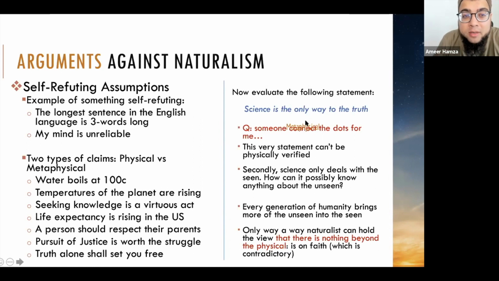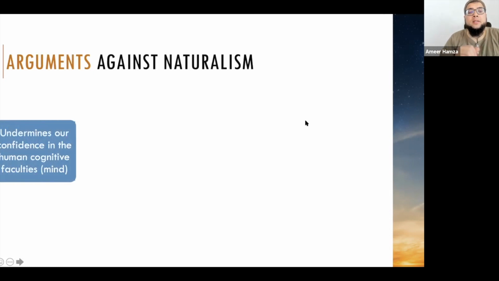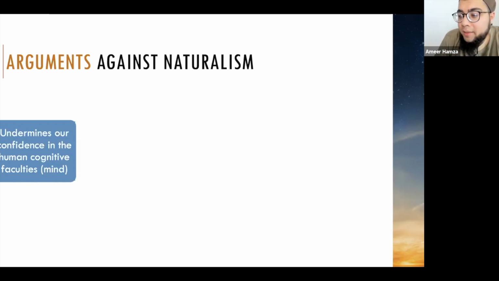Okay, here we go. Here's my next argument, which I think is so profound, y'all. The argument goes like this. Sister Nuzhat, go ahead and read that for us. Undermines our confidence in the human cognitive faculties or mind. Honestly, what I gave above should be enough, but inshallah, let's go ham when it comes to naturalism. Here's the second argument, that naturalism undermines our confidence in the human cognitive faculties.